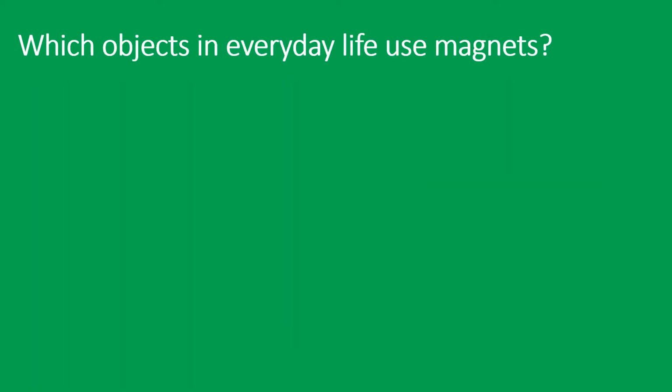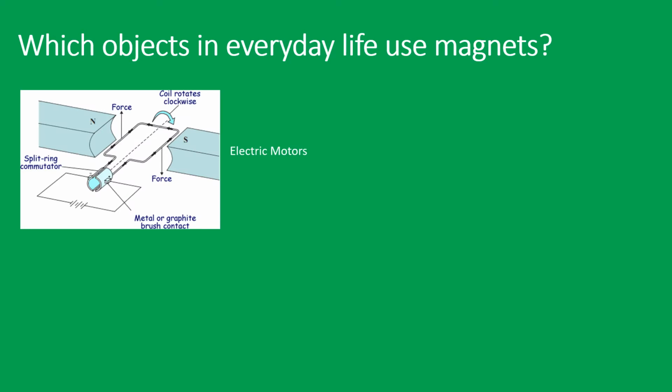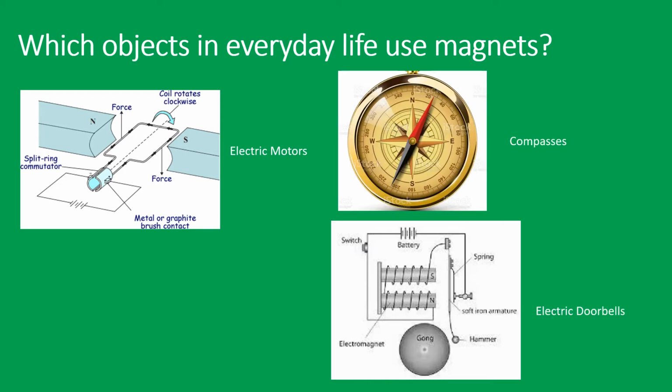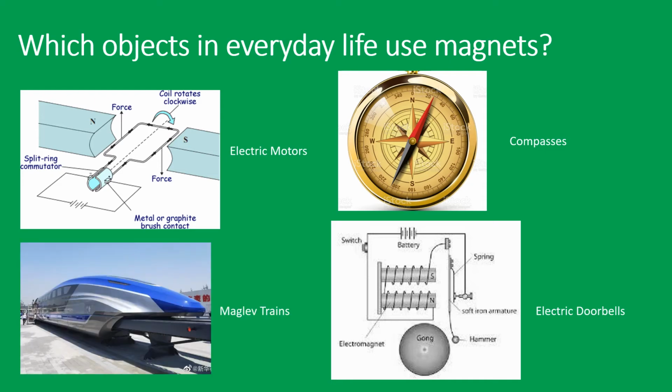So which objects in everyday life use magnets? We use magnets in many different ways, many of which are a type of magnet called electromagnets. We'll do a little bit about electromagnets later. So here are some good examples. Electric motors use magnets to create motion. Compasses point north, so we can determine which direction we are going. Electric doorbells use electromagnets to create the motion of the hammer hitting the gong or the bell, creating the ringing sound.